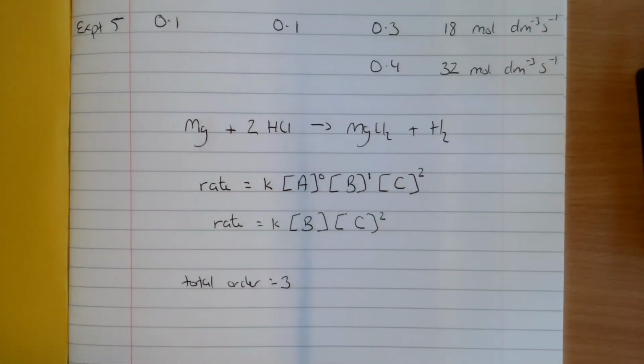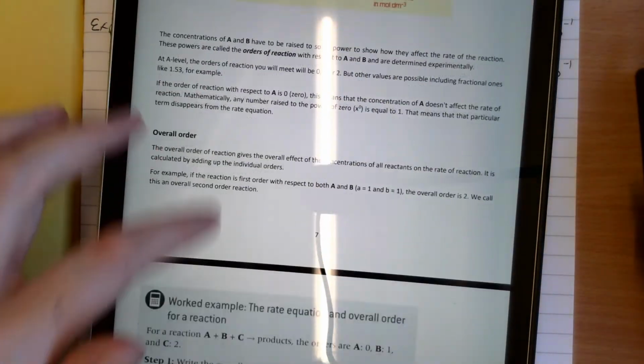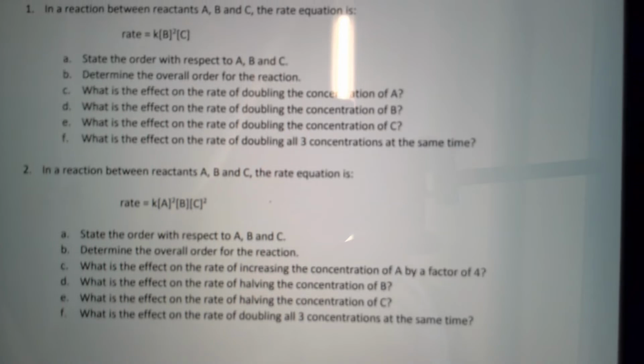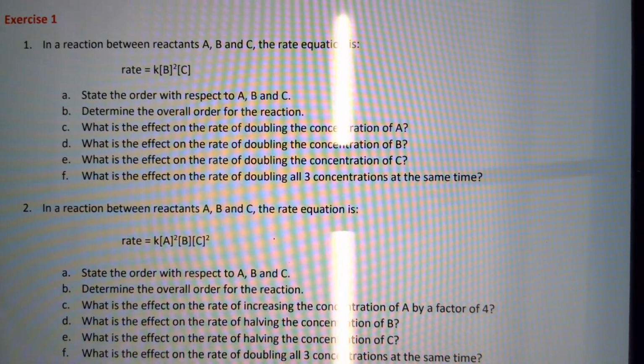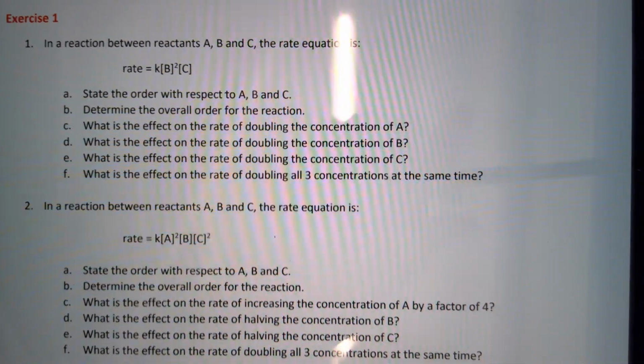So we're going to do a few questions on this before we move on to the rate constant k. So bear with me a second. Here we go. So apologies for the glare. See if I can get rid of that. Kind of. So we're going to have a look at a few of these questions and then we'll move on. Where's my little pen?